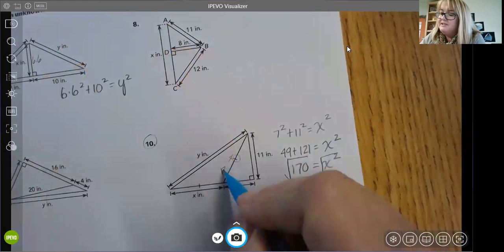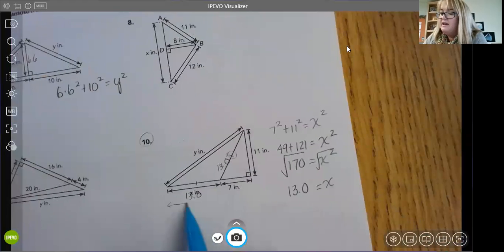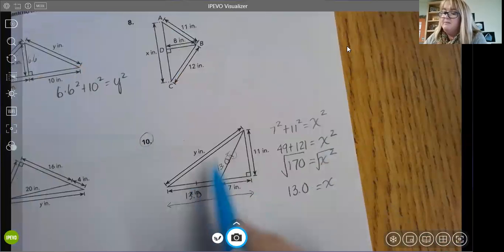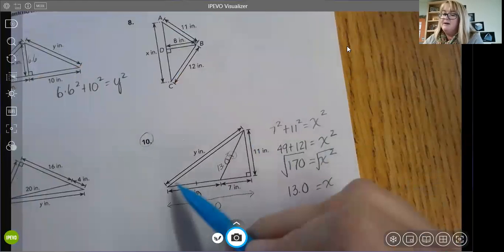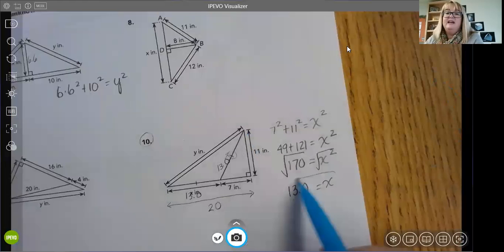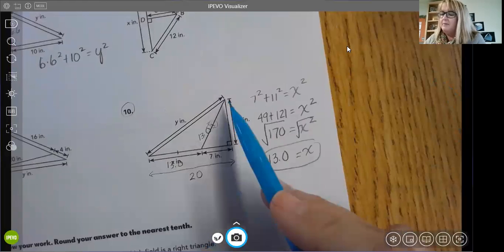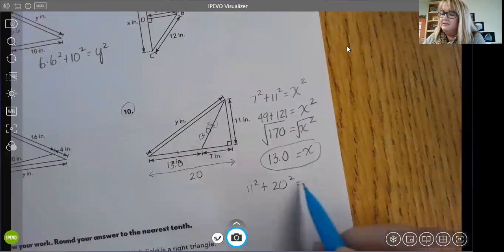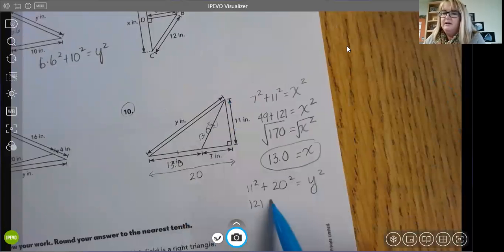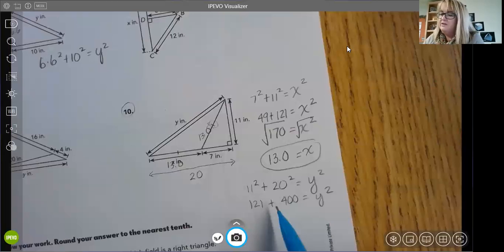Okay, if x is 13.0, this is 13.0, and that means this whole length down here for the big right triangle is 13 plus 7, which is 20. So now I know this is 11, this is 20, and this is my unknown. Now I need to figure out what y is. 11 and 20 are legs, y is my hypotenuse. So it's going to be 11 squared plus 20 squared equals y squared. 11 squared is 121. 20 squared is 400. That equals y squared. 121 plus 400 is 521. That's what y squared is.